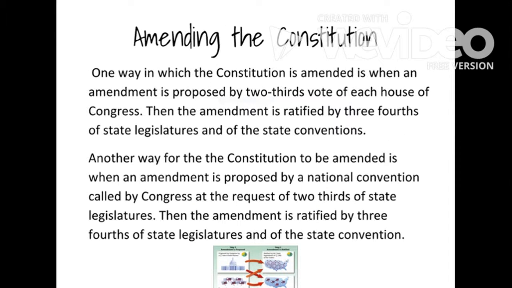One way in which the Constitution is amended is when an amendment is proposed by a 2/3 vote of each House of Congress. Then the amendment is ratified by 3/4 of state legislatures or of the state conventions. Another way for the Constitution to be amended is when an amendment is proposed by a national convention called by Congress at the request of 2/3 of state legislatures. Then the amendment is ratified by 3/4 of state legislatures or of the state conventions.